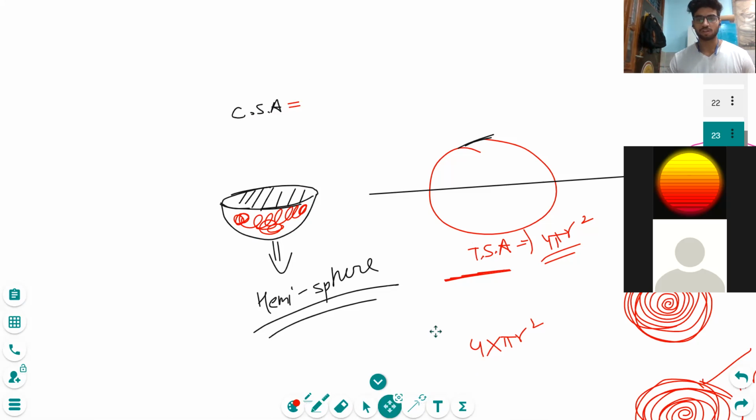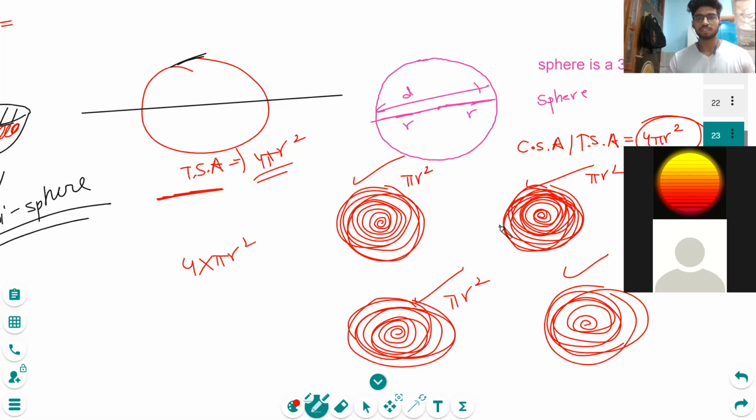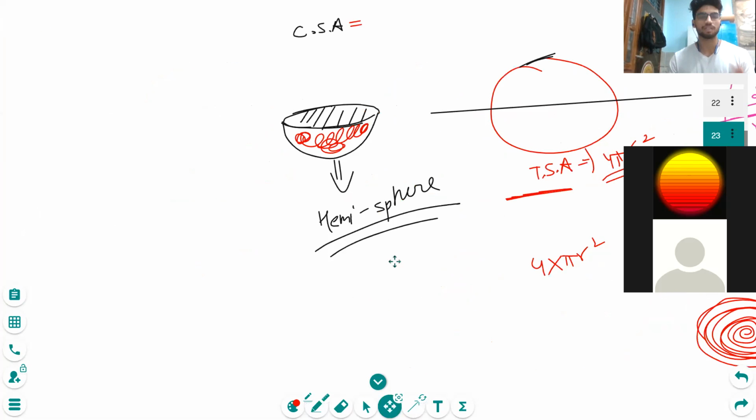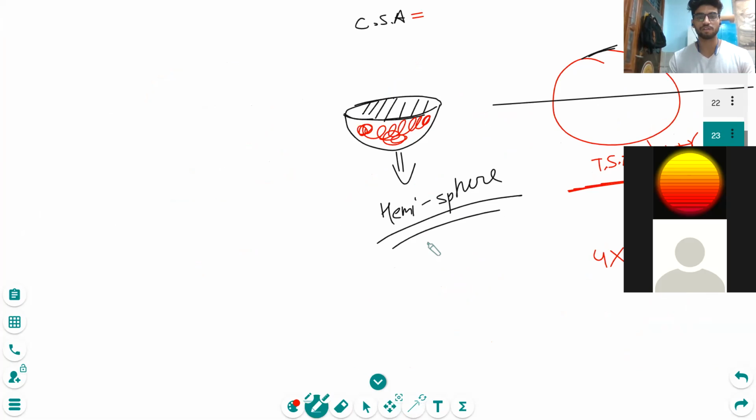See, this thread was actually the area for four parts, right? If I take the half part here, what will my area be now? Yes, 2 pi r square, because if you cut the sphere, you will obviously be cutting the thread as well, the length of the thread. So that's why the curved surface area will be 2 pi r square. Does that make sense?